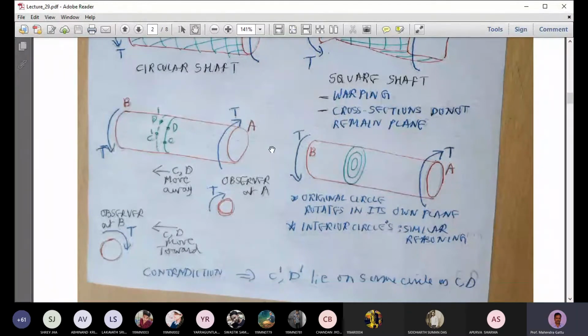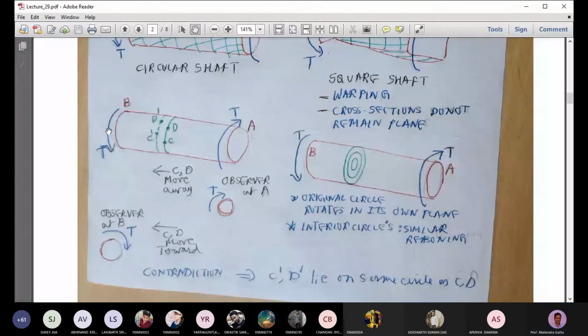Now you look at this shaft from the left, from A. You are standing here at A, looking at this intermediate circular cross section. You will see a round circle, and the twisting moment acting like this, and the points C and D will be somewhere here and here. When you apply the twisting moment, C and D will move away from you, and they take position C prime, D prime.